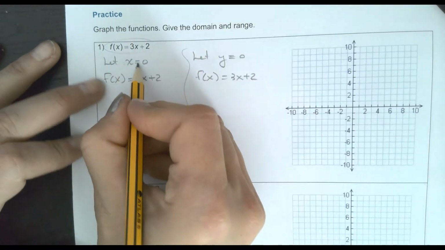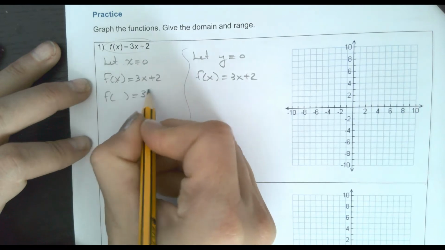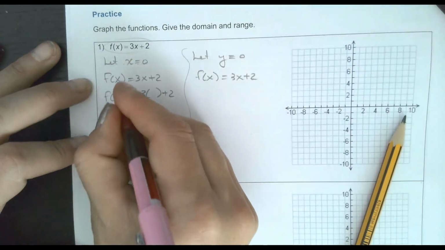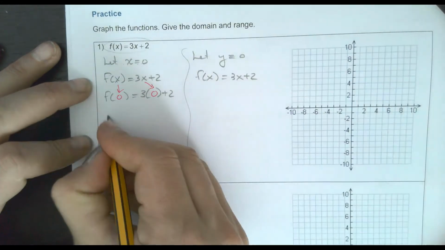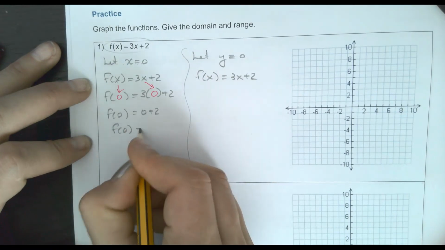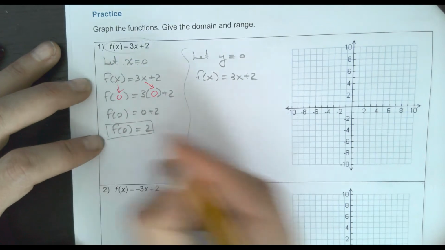Wherever the x is, I'm going to put a 0. I'm going to put brackets because you need brackets. The x was here, so I'm going to put a 0. The x was here, so I'm going to put a 0. So f of 0 equals 0 plus 2. f of 0 equals 2. That's my answer. But what does that mean?